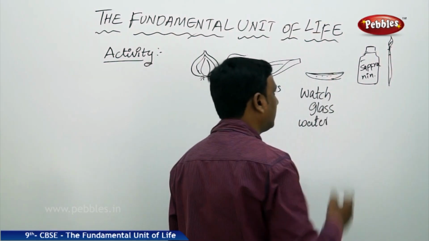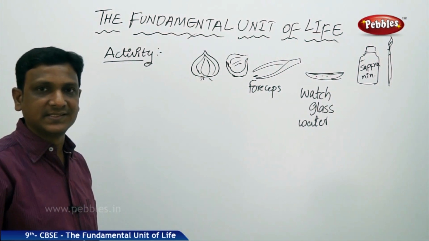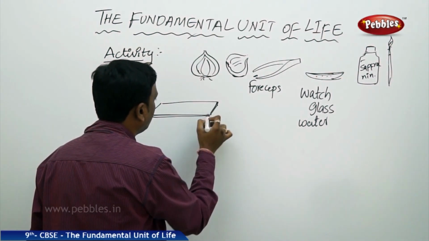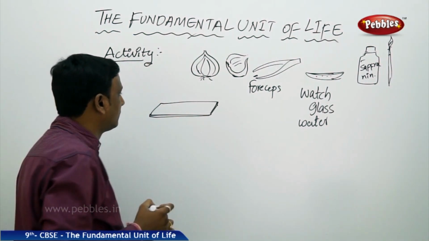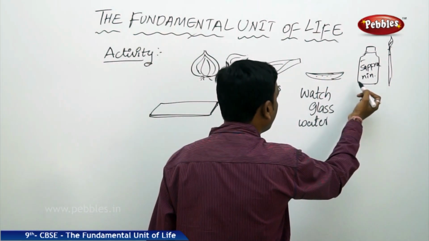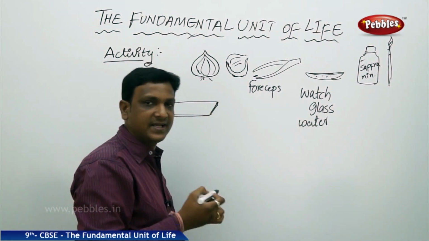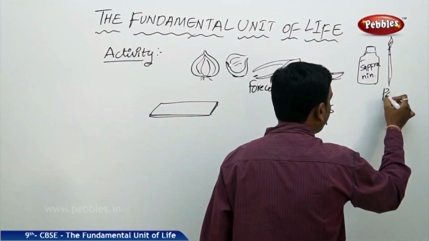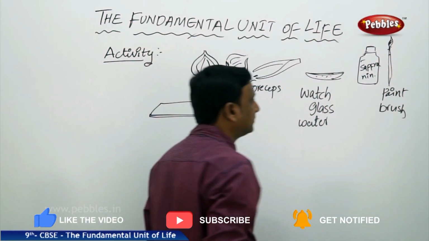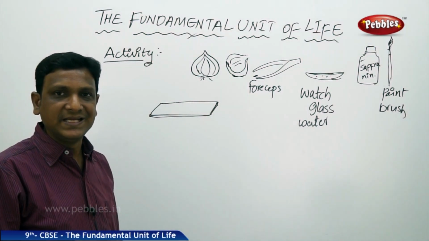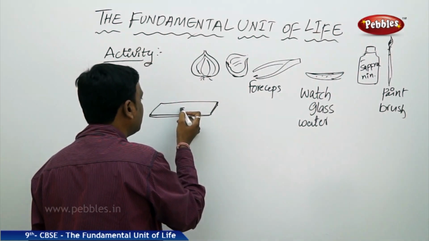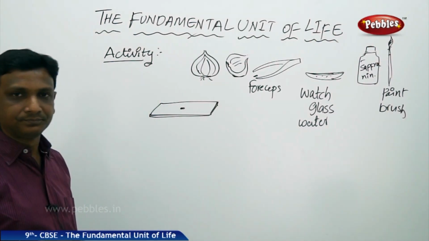So here the samples are there. Now how do we take that sample to the slide? For that you need a glass slide, which is used to view tiny things under a microscope. This is the glass slide, and from here you have to transfer the sample very carefully with the help of a paint brush. You need a camel hair paint brush, which you use for drawing and painting. With the help of the paint brush you transfer the sample here.